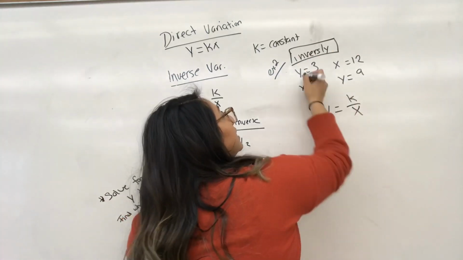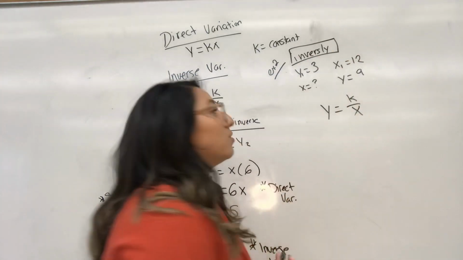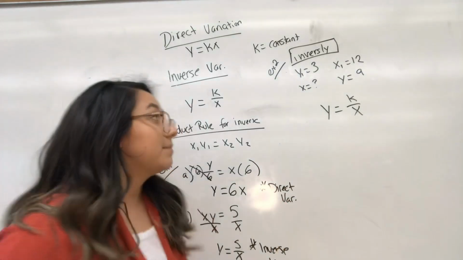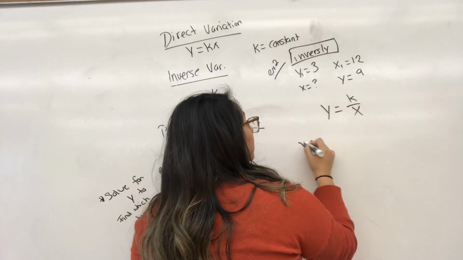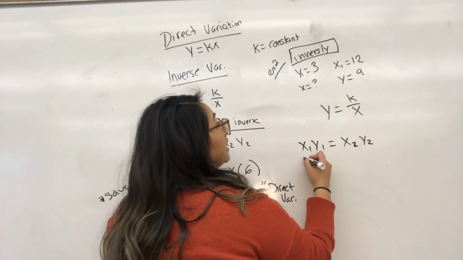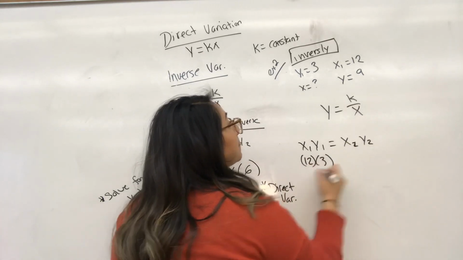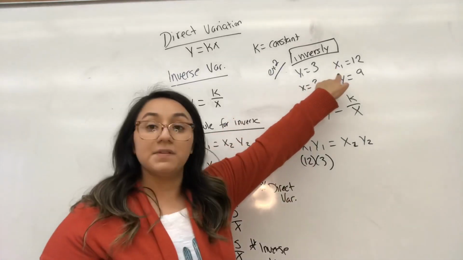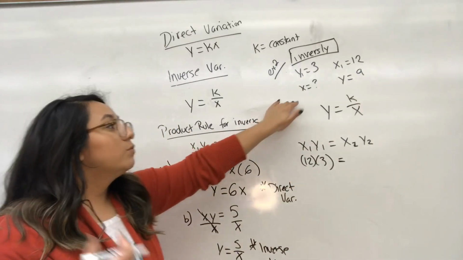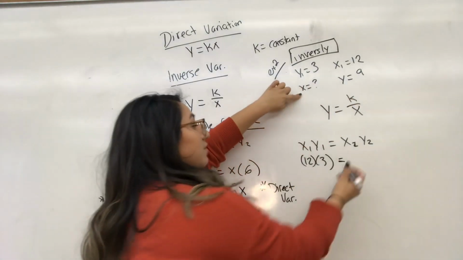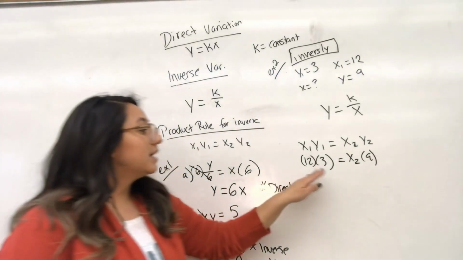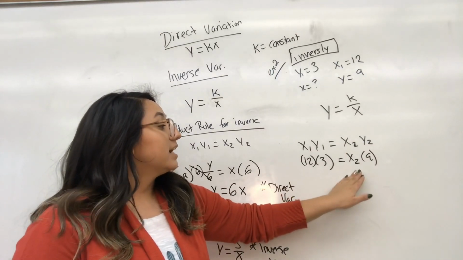So here, according to this, y1, x1. So y equals 3 when x equals 12. So that means that's your first one. So the first one is 12 times 3. When y equals 3, x is 12. So that's your first set of coordinates, if you want to see it like that. Here it says, find x when y equals 9. So that means we don't have our second x, but we have our second y, which is 9. So we have 12 times 3 is equal to x, the second x, times 9.